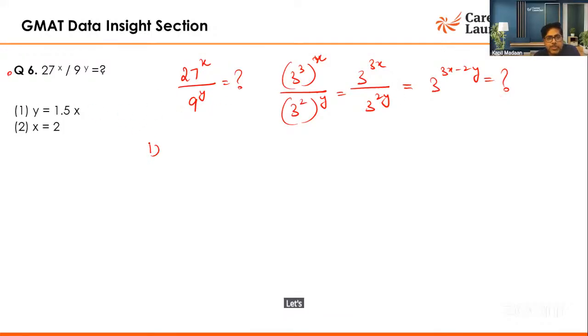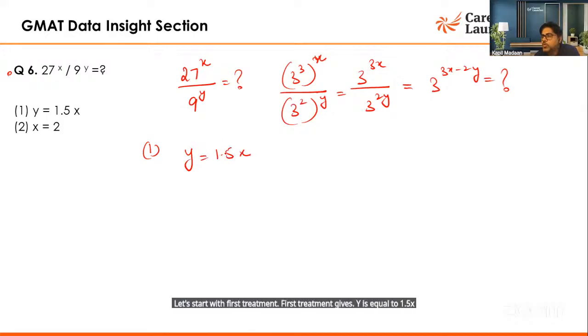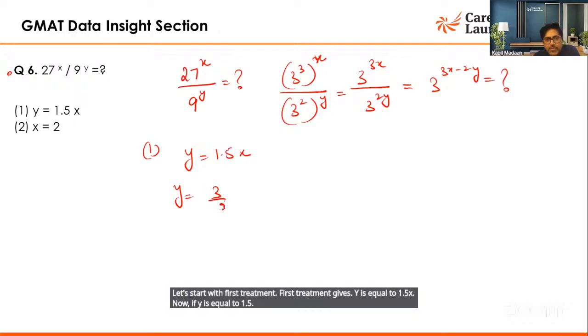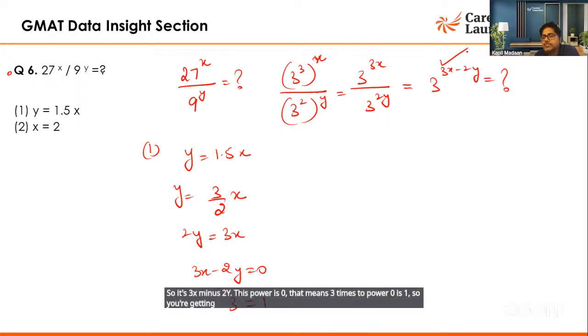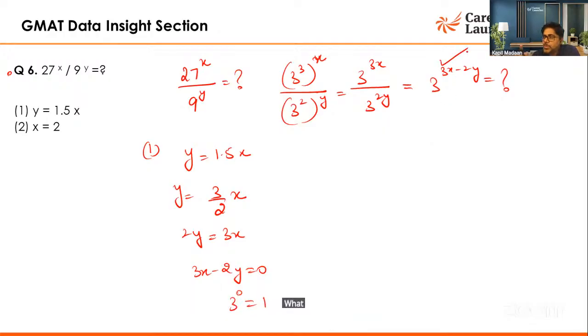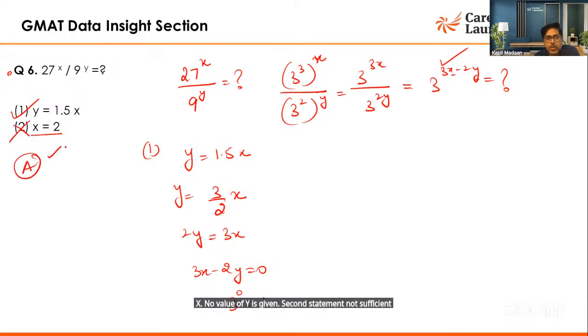Let's start with the first statement. The first statement gives y is equal to 1.5x. Now 1.5 is 3 by 2. Cross multiplying, 2y is equal to 3x. That means 3x minus 2y is equal to 0. So if the power 3x minus 2y is 0, then 3 raised to power 0 is 1. So you are getting an answer to the question. What is the value of 3 raised to power 3x minus 2y? First statement sufficient. What about the second statement? It only gives the value of x. No value of y is given. Second statement not sufficient. A is the correct answer.